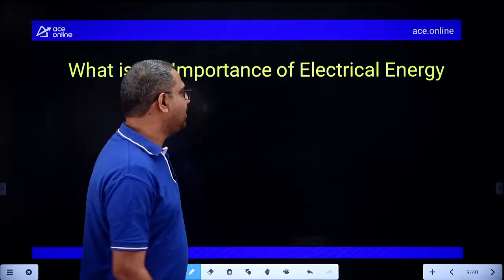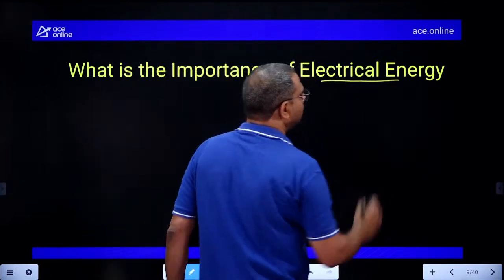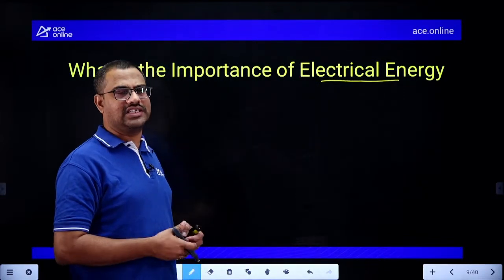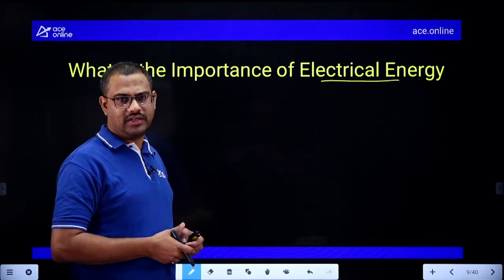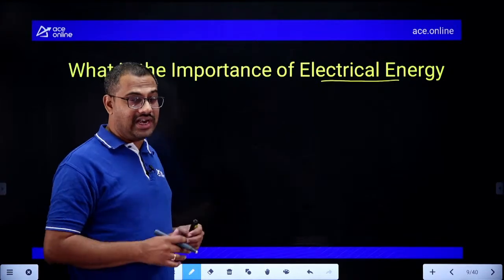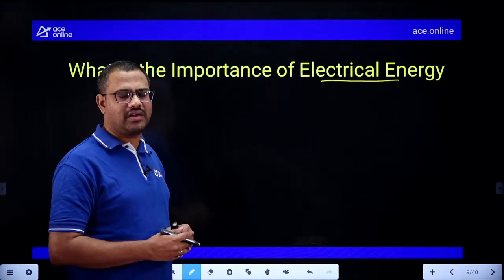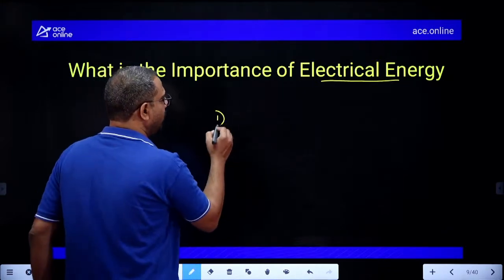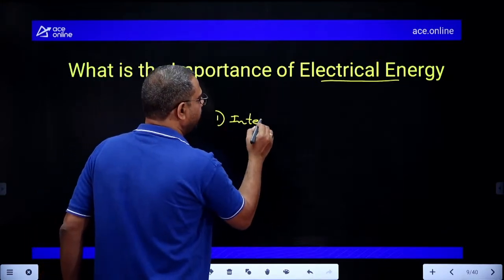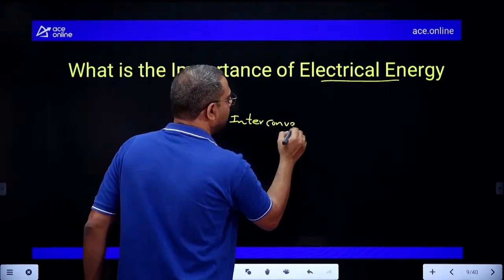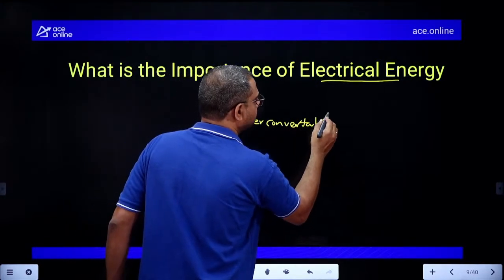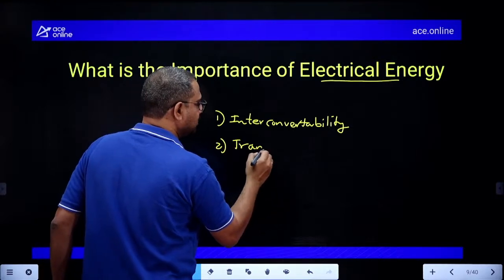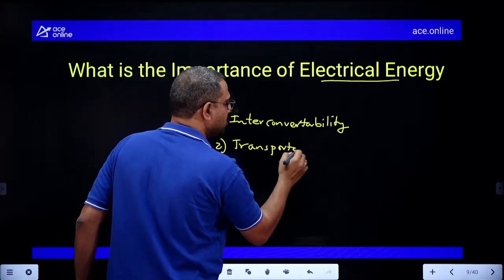Yes, electrical energy is a superior form of energy when compared to so many other energies: light energy, heat energy, sound energy, mechanical, pneumatic, hydraulic, kinetic, potential. But I would like to say this energy is superior and dominating compared to all the forms because of two reasons. One is interconvertibility. And second is transportation.